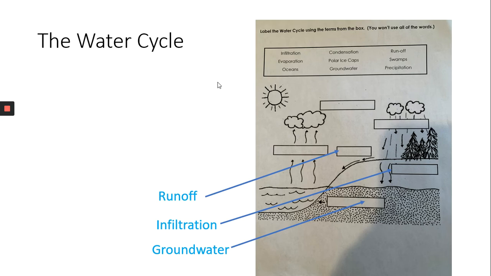Let's look at the next page in your packet on the water cycle. What I would like you to do is see if you can fill in those words for questions 1 through 7 on your own. When you have done that, I would like you to start the video again, and we're going to see how you did. Go ahead and pause the video and answer questions 1 through 7.